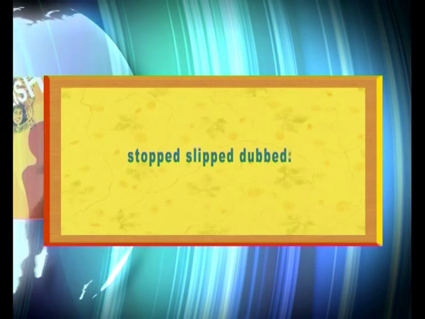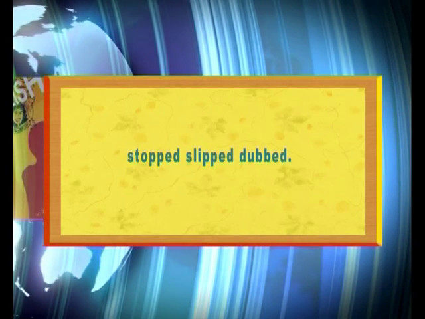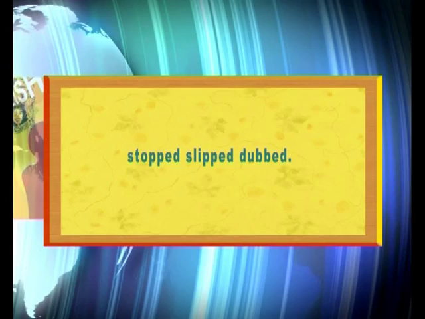Now, talking about regular verbs once again, these are the verbs which make their past and past participle by adding D or ED to the infinitive. Infinitive is the base form of the verb. For example, in going or goes, the base form or infinitive is go. Sometimes the final consonant has to be doubled. For example, stop changes into stopped. P is doubled. Same is the case with slip, where it becomes slipped, and then dub becomes dubbed.